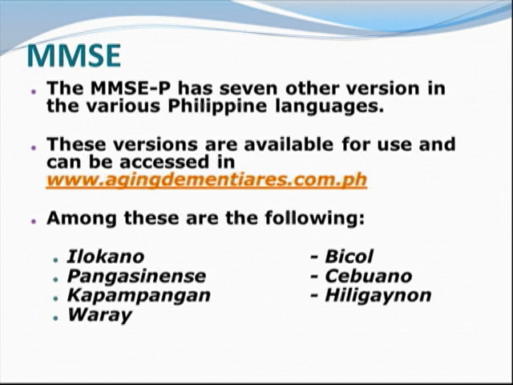These versions are available for use and can be accessed in www.agingdementiaris.com.ph. Among these are the following: Ilocano, Pangasinense, Kapampangan, Waray, Bicol, Cebuano, Hiligaynon. What will be presented in this video is the English version of the MMSE-P.